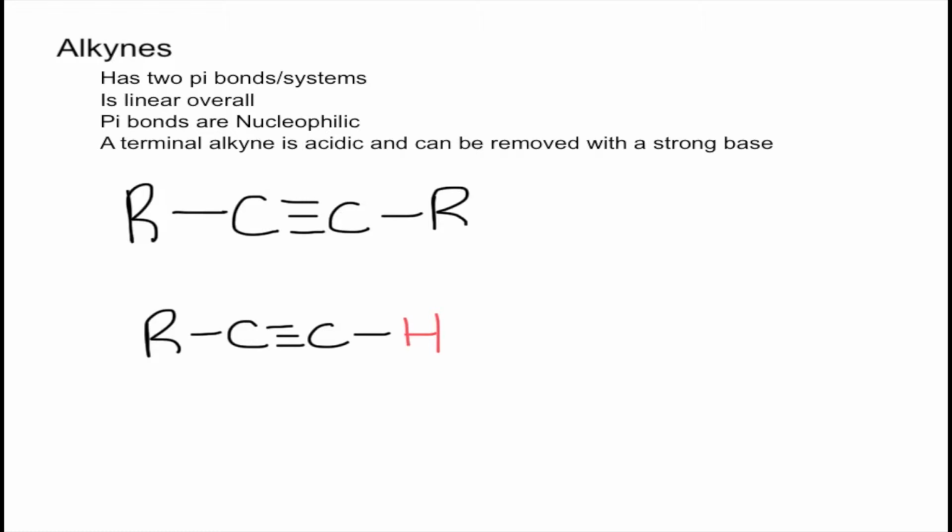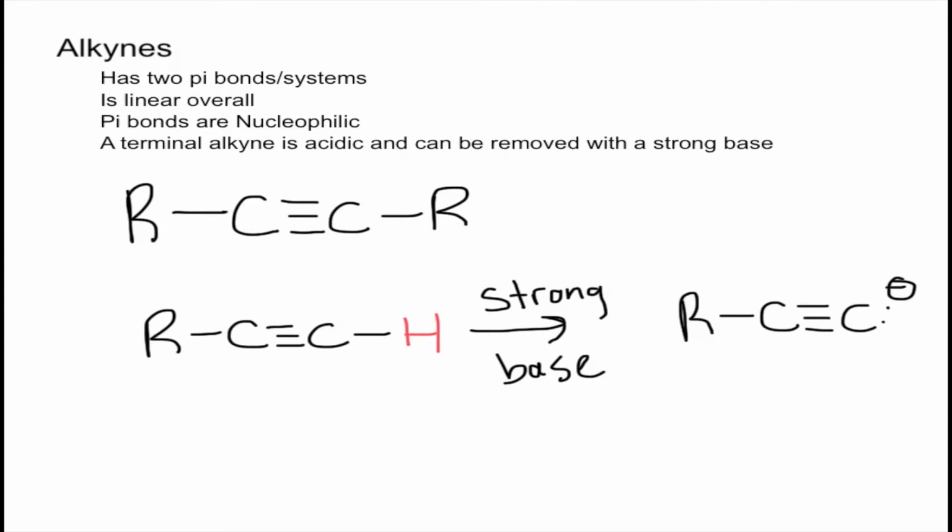In the end, if you add a strong base to this, you're going to get an acetylide ion. It's also important to remember that this lone pair on this carbon is in the sp orbital, and this is a relatively stable conjugate base. And so this anion can act as a great nucleophile.